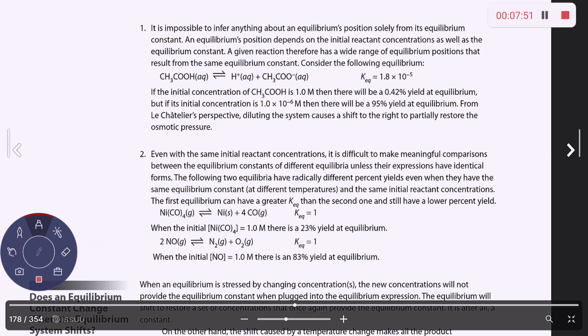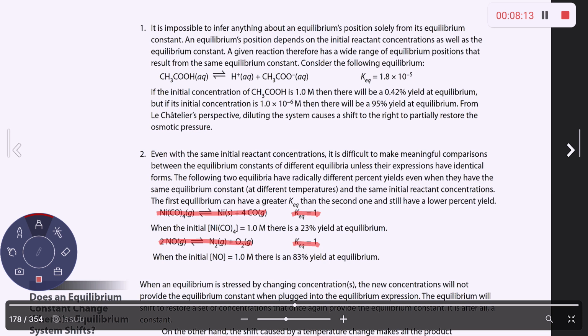Here are two different reactions, but they both have equilibrium constant values of 1. Can't compare them. If it was the same reaction and we were maybe at different temperatures, no problem, okay? But you can't do that in this case.